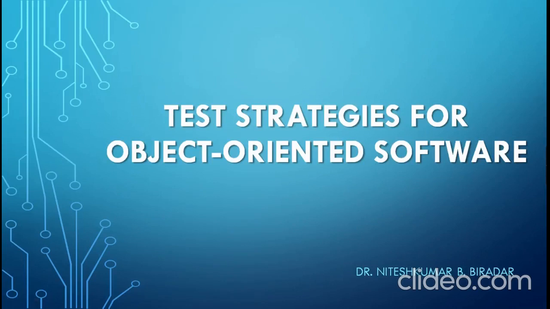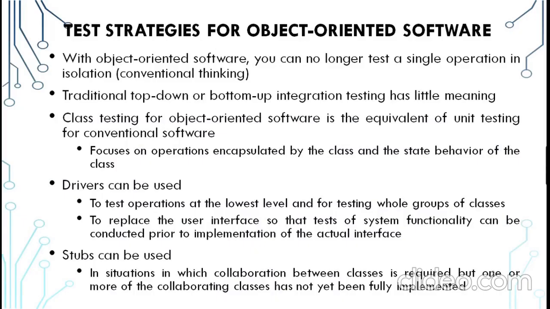Hello everyone. In this video, I'm going to explain the test strategies for object-oriented software. The objective of testing is to find the greatest possible number of errors with a manageable amount of effort applied over a realistic time span.